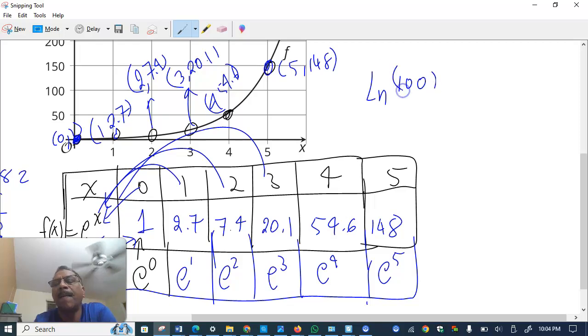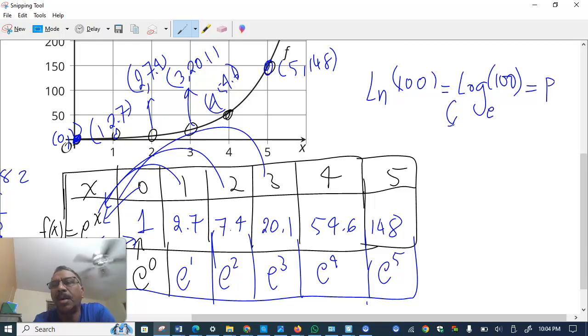So let's see what this means. When you say ln of 100, it basically means a logarithm with base e of 100. Let's imagine we don't know the answer, and call it some variable p. By the definition of logarithm, because the base used here is e, it is e raised to the p equals 100. This goes for question number 1.